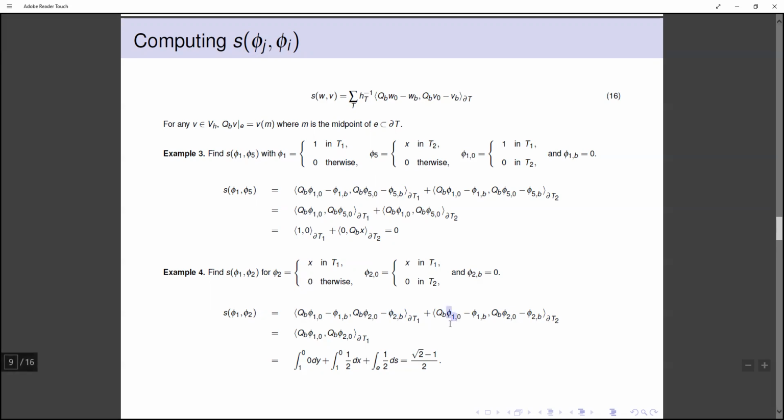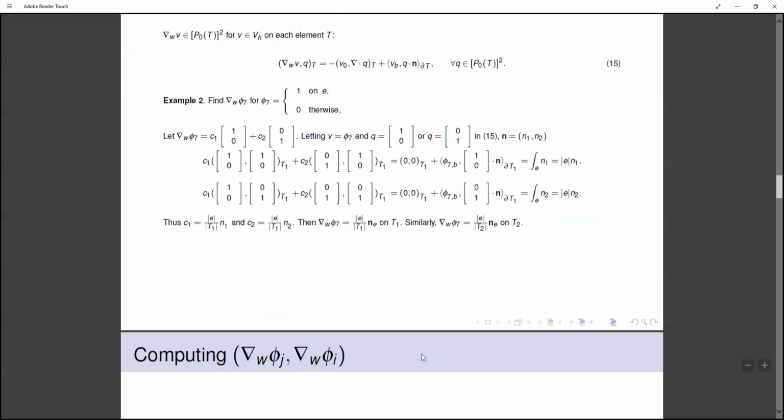So now let's look at it here. Phi1,0 equals 0 on T2. So phi1,0 is 0, phi1b is 0. So this term total is 0. 0 times anything is 0. So we only have 1 term here. Phi1b is 0, phi2b is 0. We have this. So phi1,0 on T1 is 1. Phi2,0 on T1 is X. So X times 1, basically, we need to integrate the X on the whole boundary of T1.